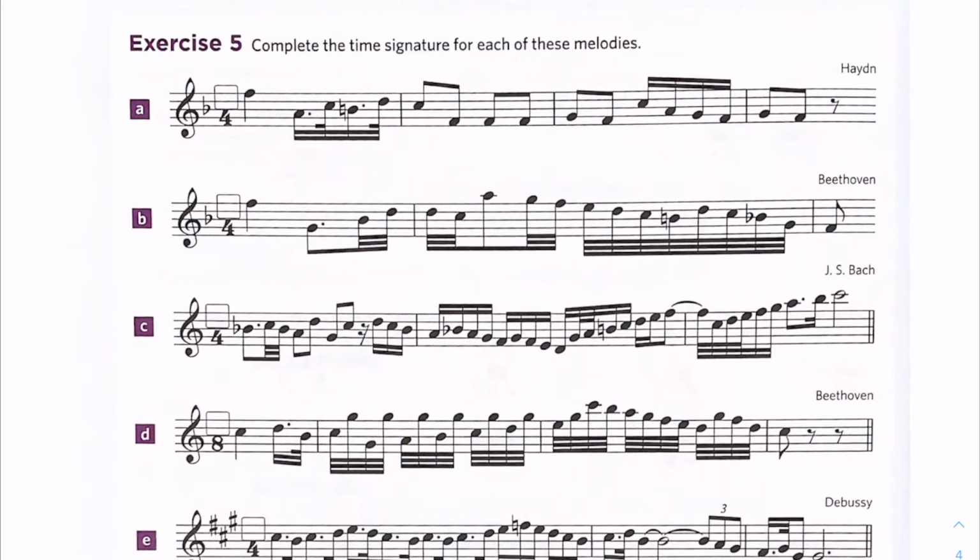Let's turn to the next page. Exercise 5, complete the time signature for each of these melodies. Let's take a look at A together. So for question A, they have given us the bottom number of the time signature, which is a 4. 4 means a crotchet is 1 beat. So we have to group the notes into crotchets.